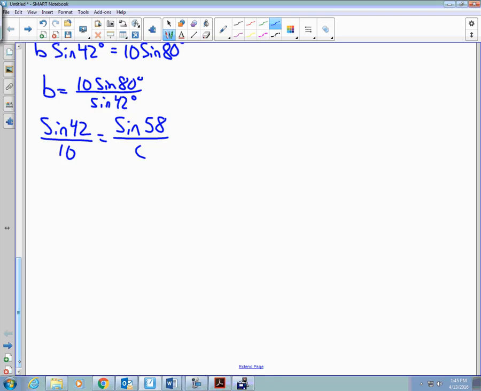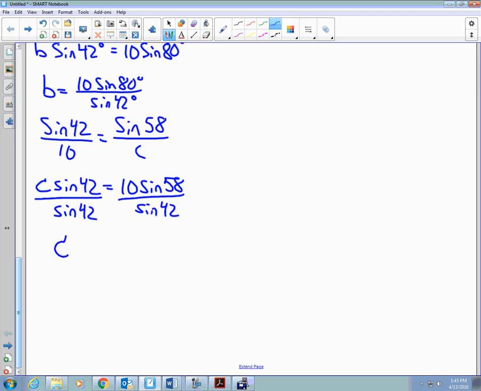But we'll use this, and we get c times the sine of 42 is equal to 10 times the sine of 58. Divide both sides by the sine of 42. C is equal to 10 sine of 58 over the sine of 42.